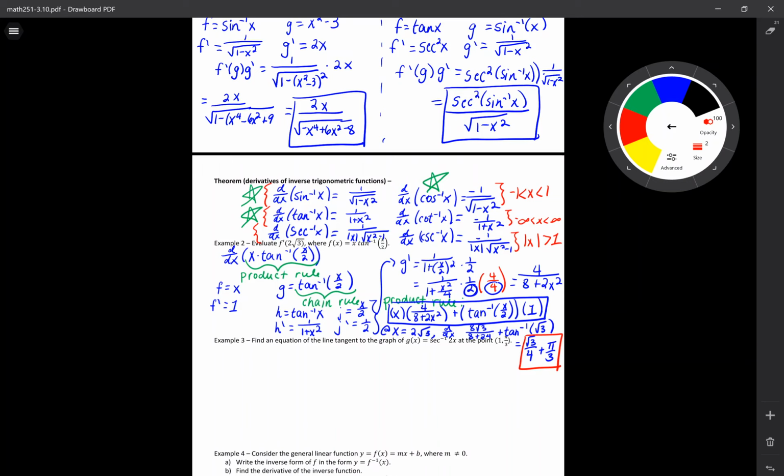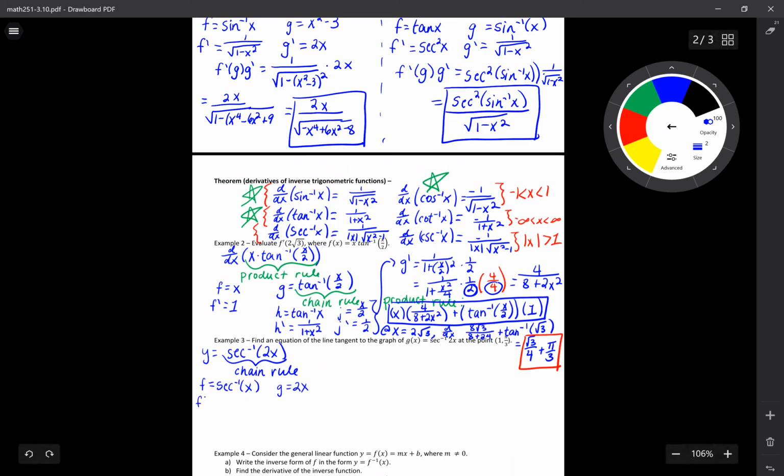Alright, hopefully you've tried this on your own. So I want to find the derivative of y equals secant inverse of 2x. I want to find the line tangent at a certain point, so I need to use the chain rule here. Using the chain rule, my outer function is secant inverse of x, and my inner function is 2x.